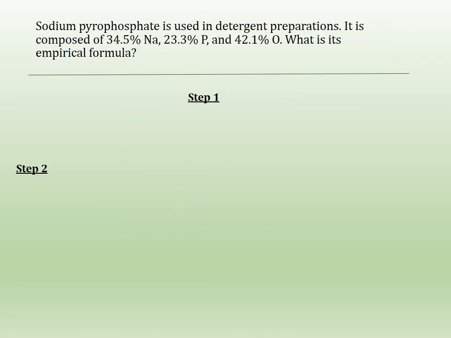Here is another example, similar. So here you have sodium pyrophosphate, which is used in detergents. It has sodium, phosphorus, and oxygen. So it has 3 elements. And again, a quick addition of all of these 3 tells you it's a total of 100%. Okay, so oxygen has already been accounted for over here. What is the empirical formula?